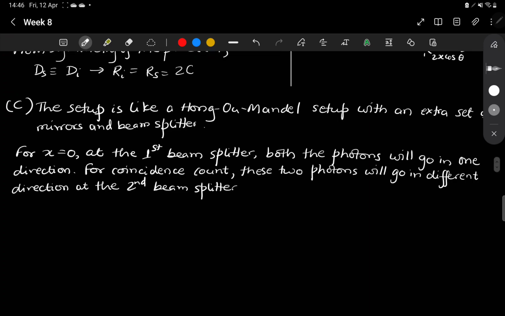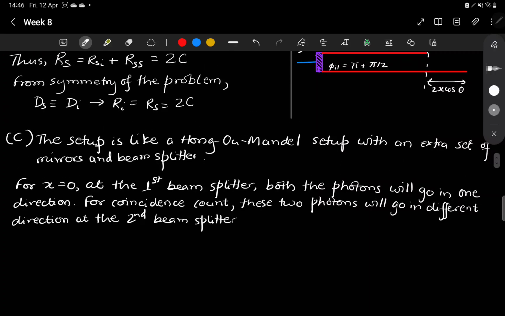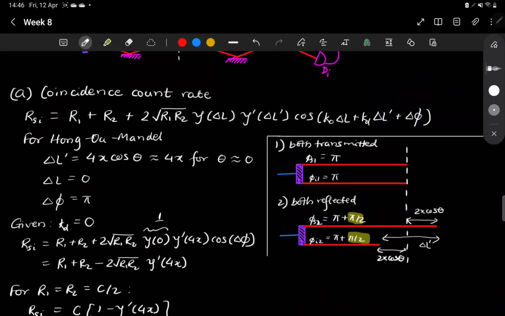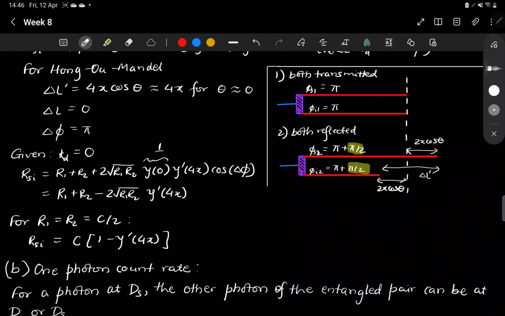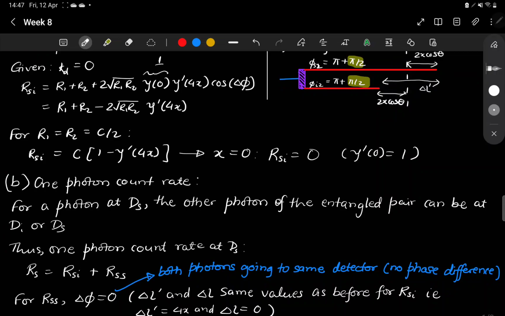Now, the first statement that I made, that for x equal to 0 at the first beam splitter both the photons go in the same direction, comes from this part over here, that when x equals 0, RSI is equal to 0 because gamma prime 0 is equal to 1. So coincidence is 0 for x equal to 0.